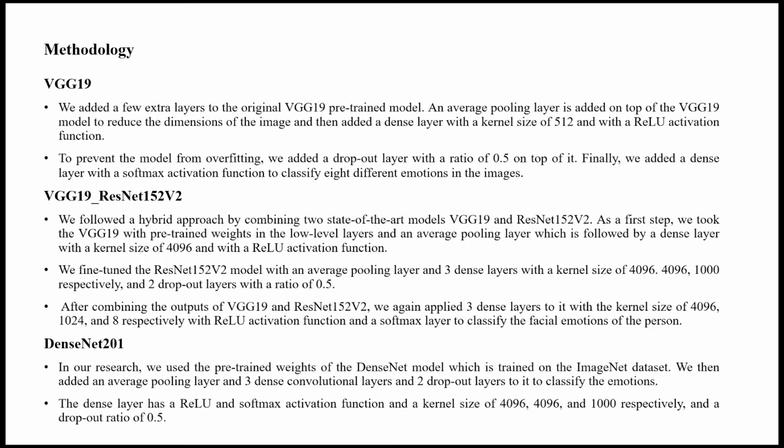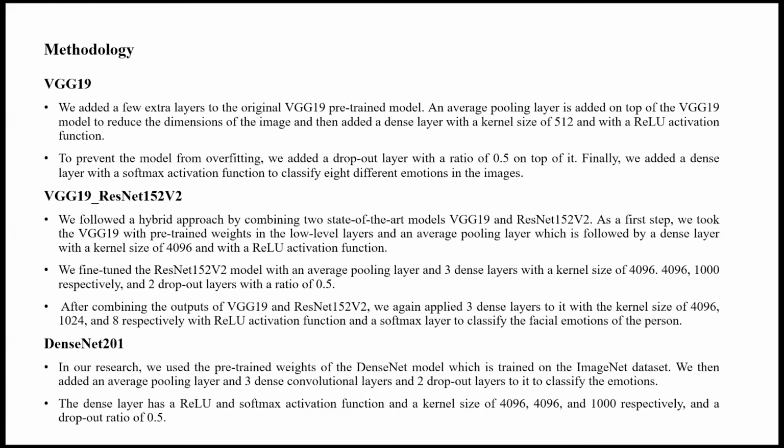The next model which we have used is VGG19 plus ResNet152V2. Then we thought, okay, instead of using a single model, we will try a hybrid approach. So here what we have done is, we took 2 state-of-the-art models, VGG19 and ResNet152, and combined both the models. As the first step, we took the VGG19 model individually, the pre-trained VGG model. Then we added a dropout, an average pooling layer, then some dense layers and a ReLU activation function, and kept that output.